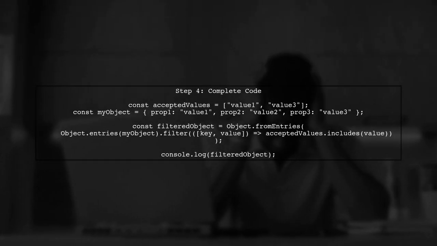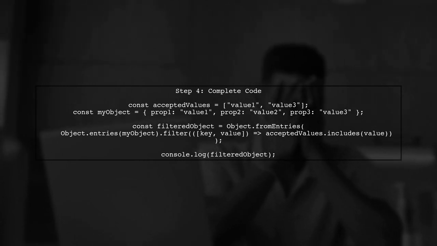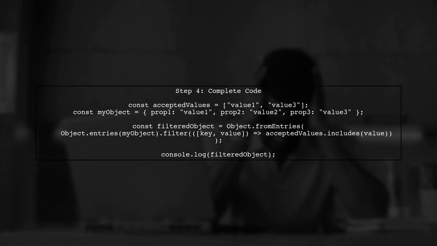Finally, let's see the complete code together. This will give us the filtered object containing only the properties with accepted values.